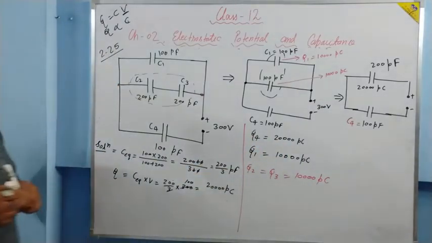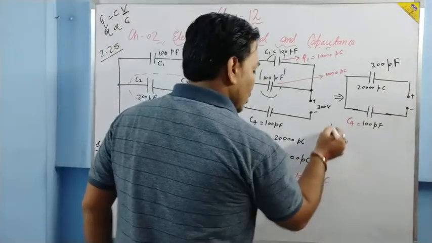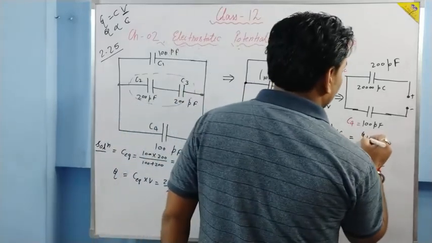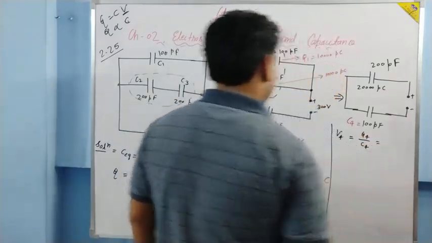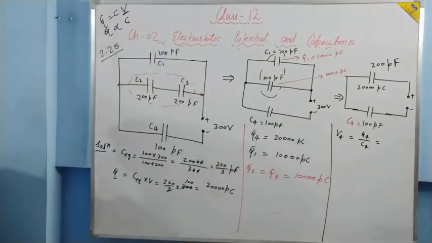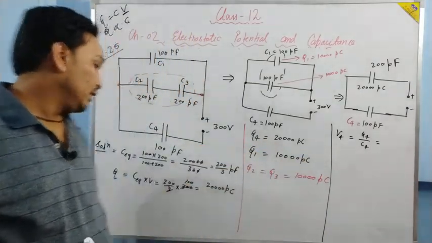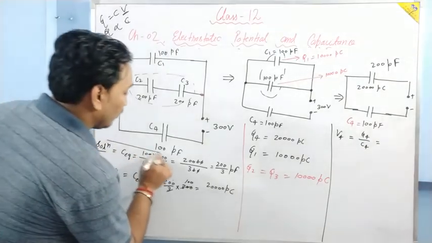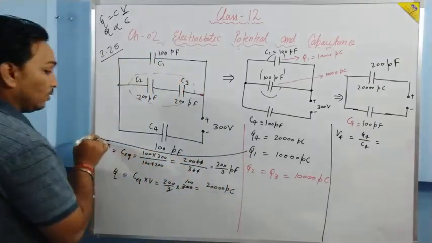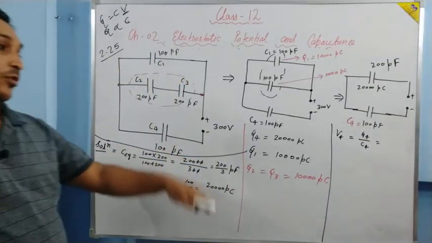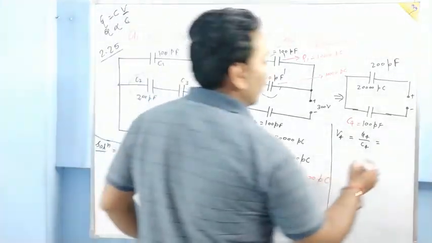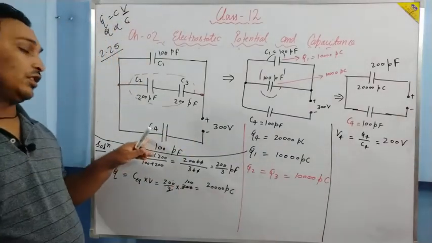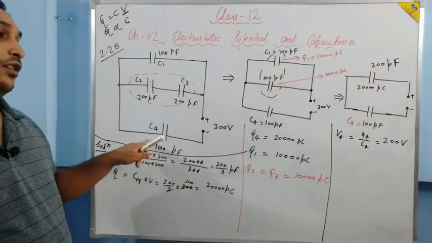Now we can calculate the voltage. For voltage, V4 will be charge Q4 divided by capacitance C4. Just divide it orally and tell me what the answer will be. Q4 is 20,000, C4 is 100 picofarad. 20,000 upon 100, 20 will be cancelled out. What are we going to have? 200 volt. So out of 300 volt, this alone will contain 200 volt.